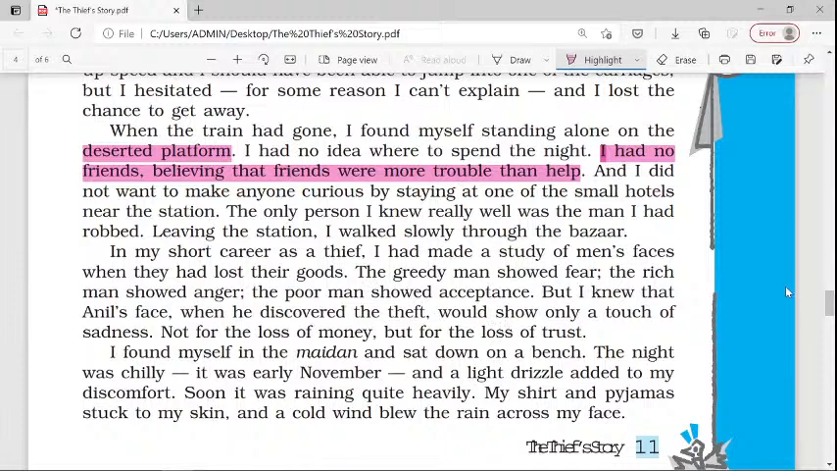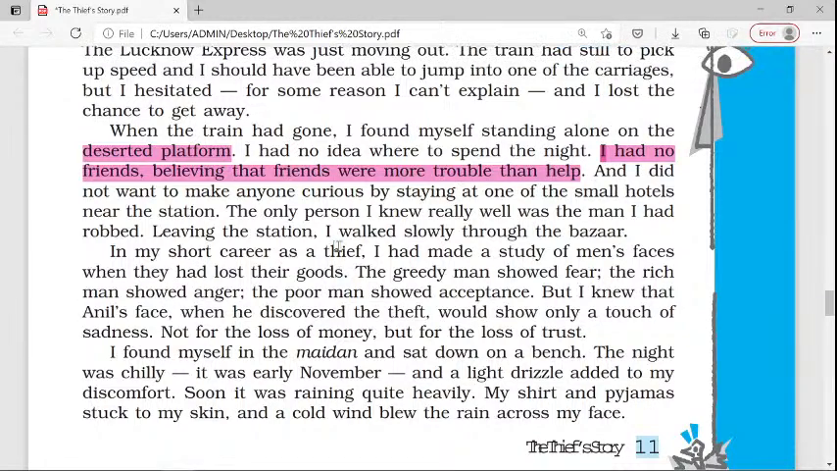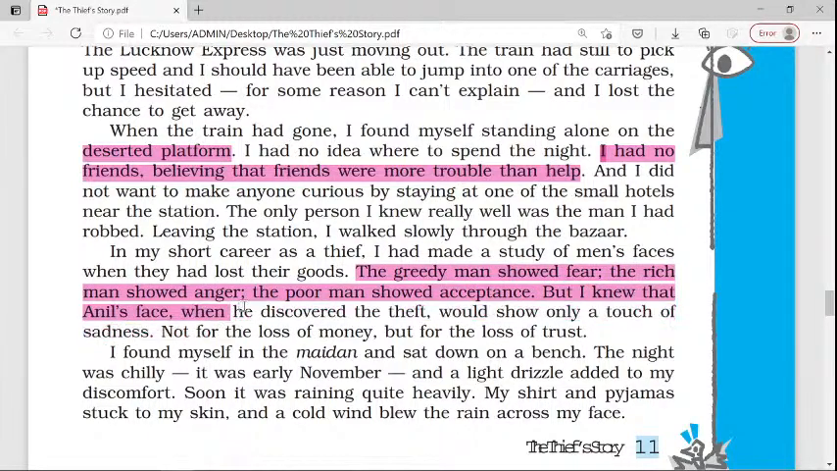See, this is very important. You please go through these sentences. He had made a study of the men's faces when they lose something, which Hari Singh describes here. He says, I had made a study of men's faces. The greedy man showed fear, the rich man showed anger, the poor man showed acceptance, but I knew that Anil's face when he discovered the theft would show only a touch of sadness, not for the loss of money but for the loss of trust.